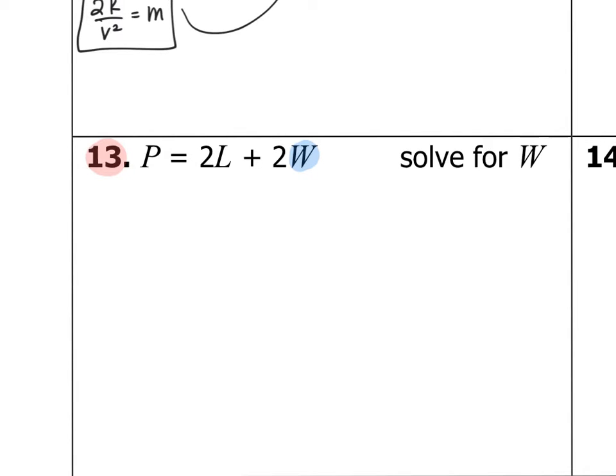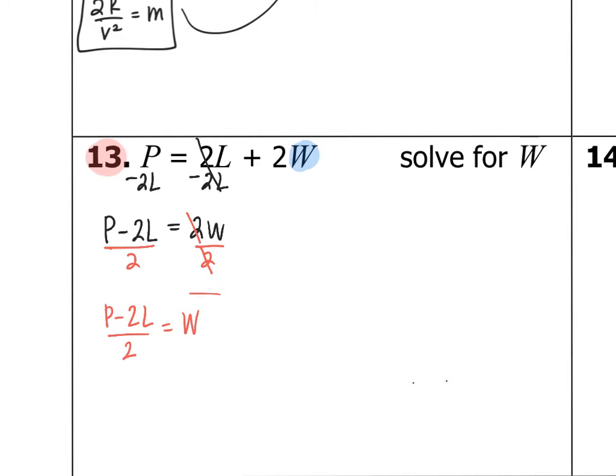In this next example, we are being asked to isolate w in the equation p equals 2l plus 2w. Since 2l is furthest away from the w, we're going to remove that first, and 2l is being added to the 2w, so the inverse of addition is subtraction. P minus 2l is equal to 2w, and then I'm going to divide by 2 on both sides. P minus 2l over 2 is equal to w.